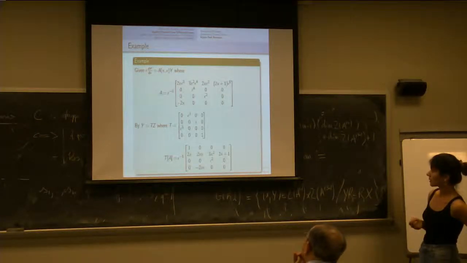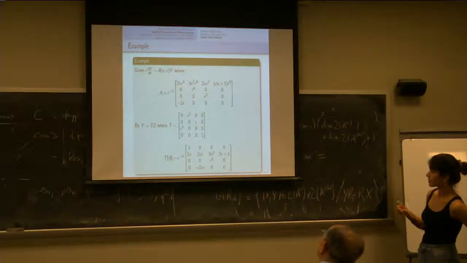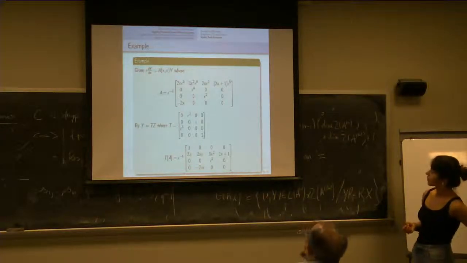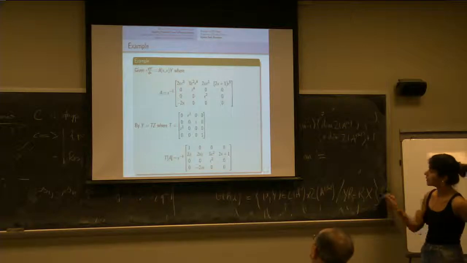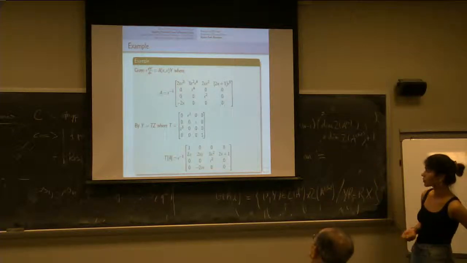Now, here is a complete, already done example. Given this system, here h is equal to 3. By this transformation, we can diminish h to 1.